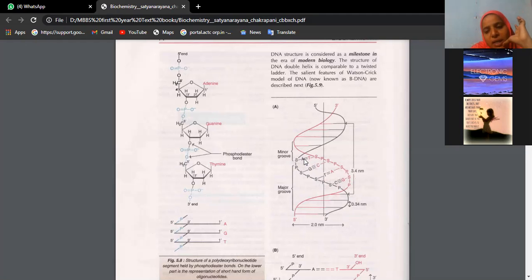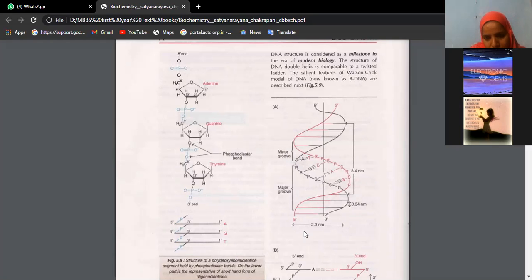Adenine pairs with thymine, guanine pairs with cytosine. So these are the nitrogen bases A, T, G, C. Between A and T we have a double bond, between G and C we have a triple bond. The distance between two bases is how much? 0.34 nanometer. And one coil to the other coil is 3.4 nanometer. The constriction between the coils is called the minor groove, and the wider space is called the major groove.